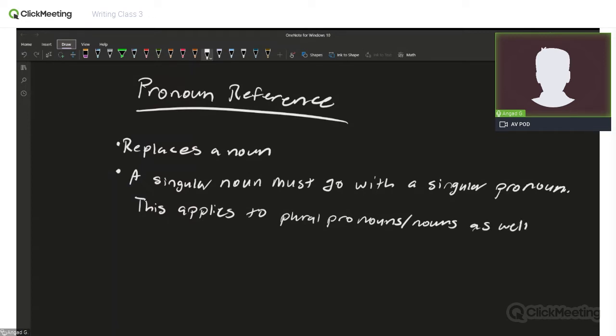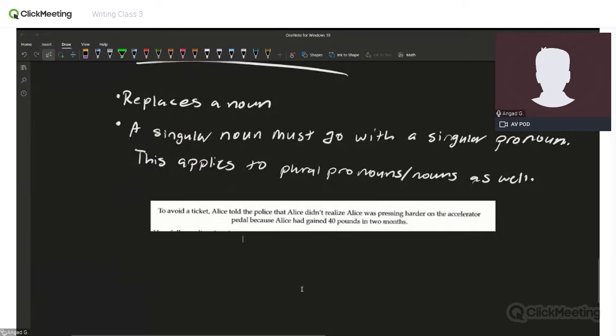All right, so let me show you something real quick. Let's say we have: to avoid a ticket, Alice told the police that Alice didn't realize Alice was pressing harder on the accelerator pedal because Alice had gained 40 pounds in the past 2 months. You see how this is all repetitive and confusing and redundant, and all these Alices are just really annoying. Instead of using Alice, we can just put in "she," right? Alice told the police that she didn't realize she was pressing hard onto the accelerator pedal because she had gained 40 pounds. It's less annoying than saying Alice so many times. You guys get that?